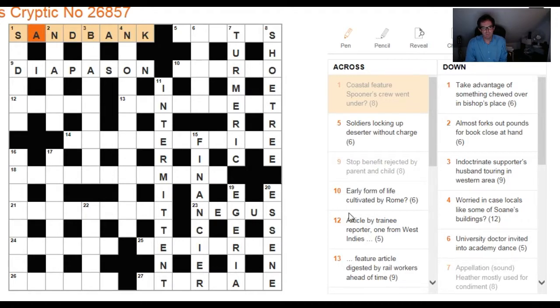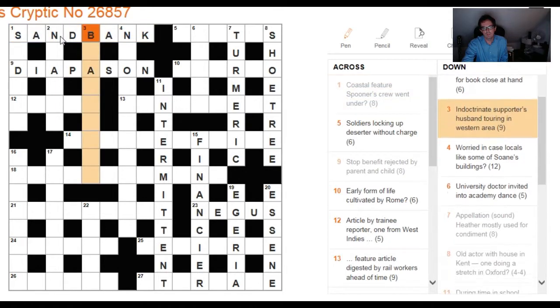The Reverend Spooner became famous and is used in crosswords always to indicate a reversal of the initial letters of a phrase or saying. So here, you can see coastal feature, well, that's the definition, and then Spooner's crew went under. So you're looking for some expression that would mean a crew went under, and in this case it's band sank, and we reverse the initial letters to give sandbank. So that's how this clue works.